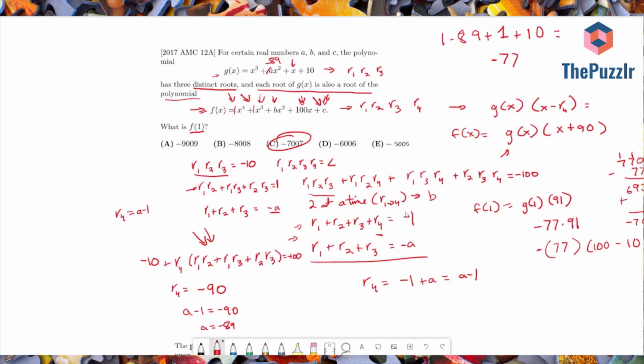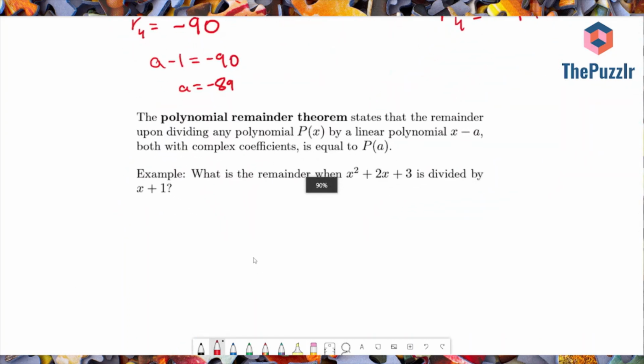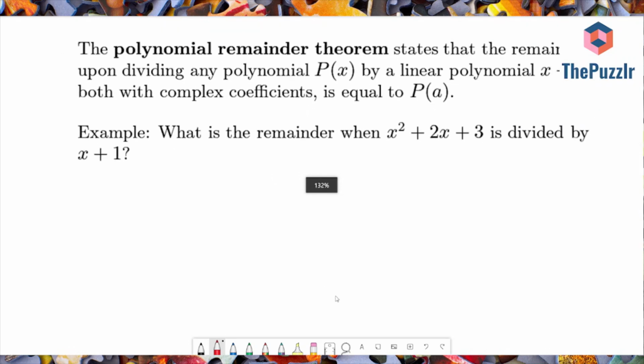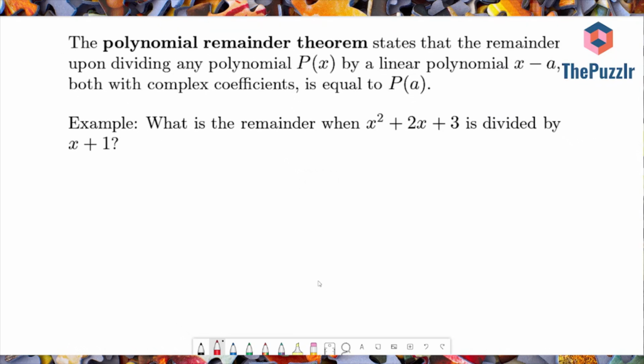Let's now move on to the next concept for today's class, the polynomial remainder theorem. It states that the remainder upon dividing any polynomial p of x by a linear polynomial x minus a, both with complex coefficients, is equal to p of a. So what is the remainder when x squared plus 2x plus 3 is divided by x plus 1?